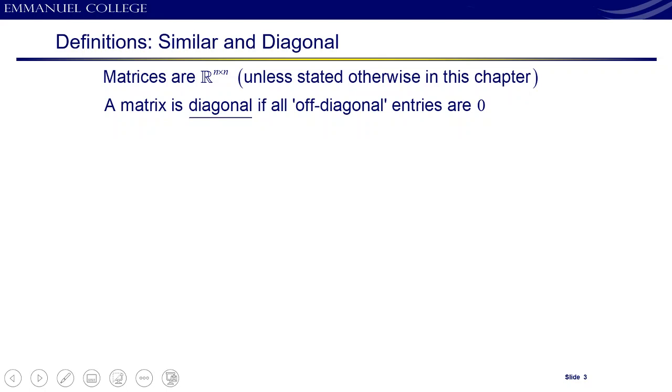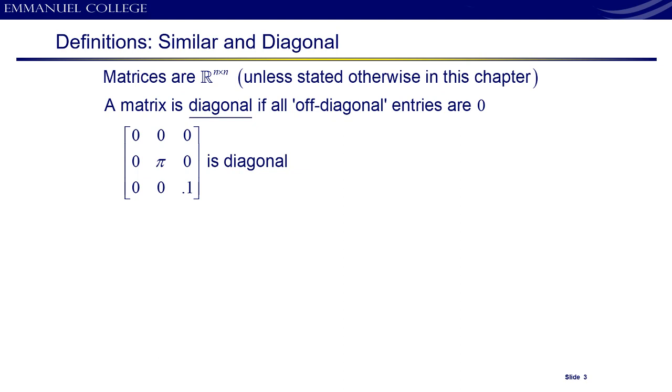Now, similar and diagonal matrices. Pretty much for all of this, because we're going to have to deal with eigenvalues and matrix inverses, we're just going to be assuming that every matrix is square. That's just the way it's going to be, because you can't find eigenvalues or inverses of non-square matrices. So a matrix is diagonal if all of its off-diagonal entries are 0. Pretty straightforward. This is a diagonal matrix.